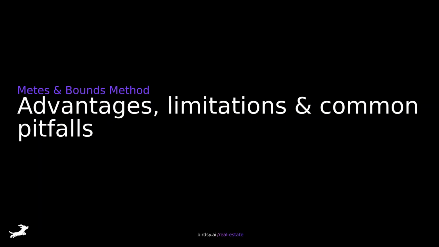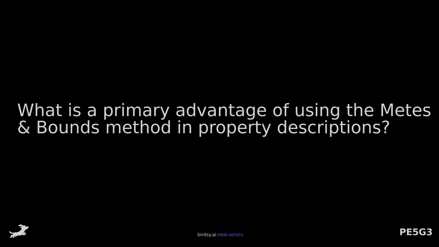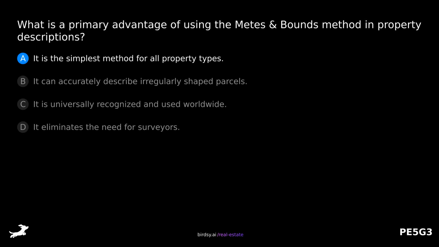Advantages, limitations, and common pitfalls. What is a primary advantage of using the metes and bounds method in property descriptions? Is it A, it is the simplest method for all property types, B, it can accurately describe irregularly shaped parcels, C, it is universally recognized and used worldwide, or D, it eliminates the need for surveyors? The answer is B, it can accurately describe irregularly shaped parcels.